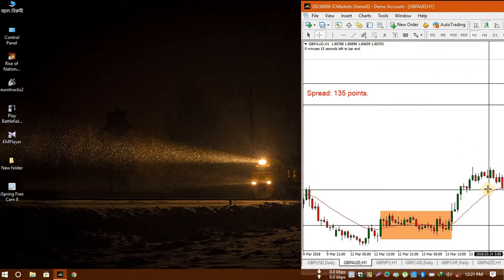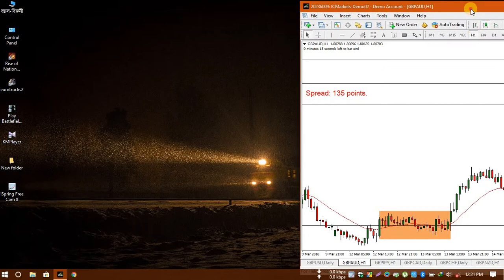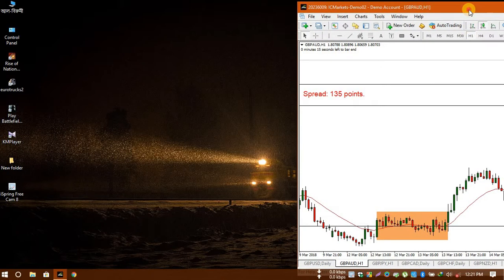So we are out here. We took the position here, and we are out here. We already got 79 pips. So we know our direction is buy, and we will look for buys only.